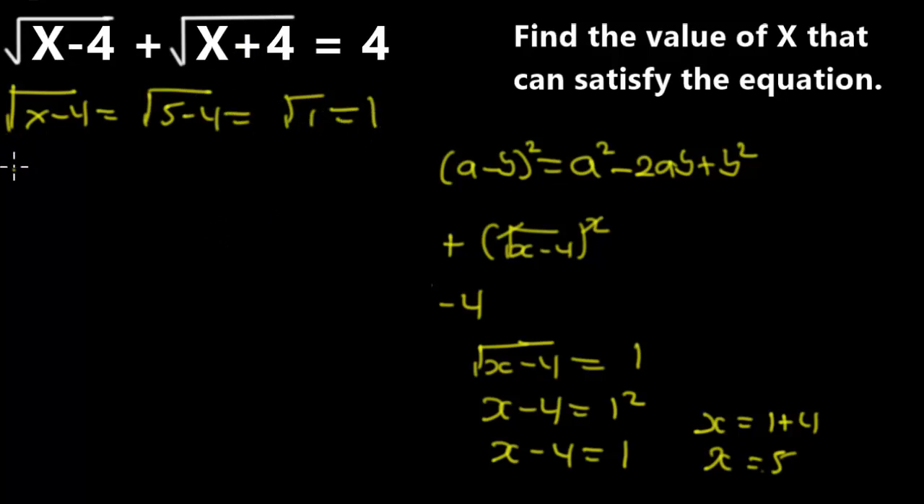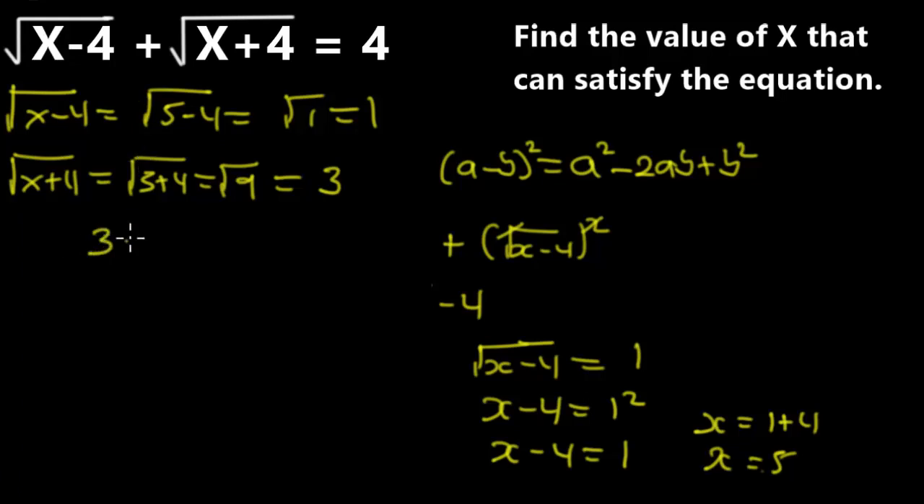Now here we have the square root of x plus 4, and we know x to be 5, so we're going to have 5 plus 4, which we are going to have the square root of 9, and the square root of 9 gives 3. So over here I'm going to have 3 plus 1, which is going to give us 4. And 4 is equal to 4. That means our value for x is correct. So x is equal to 5 is our answer for this equation.